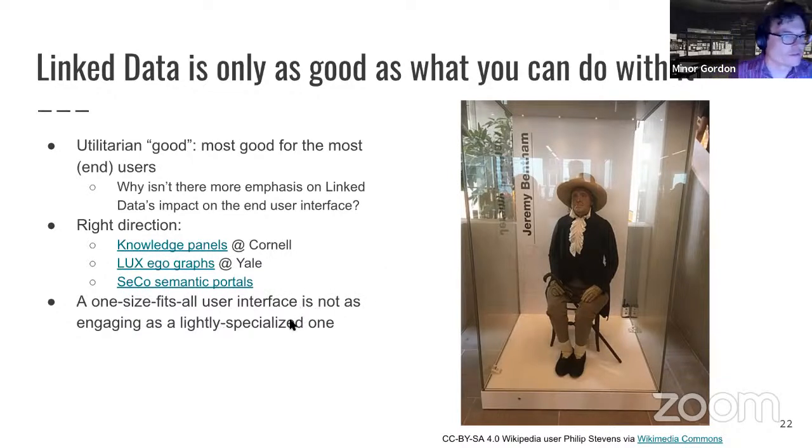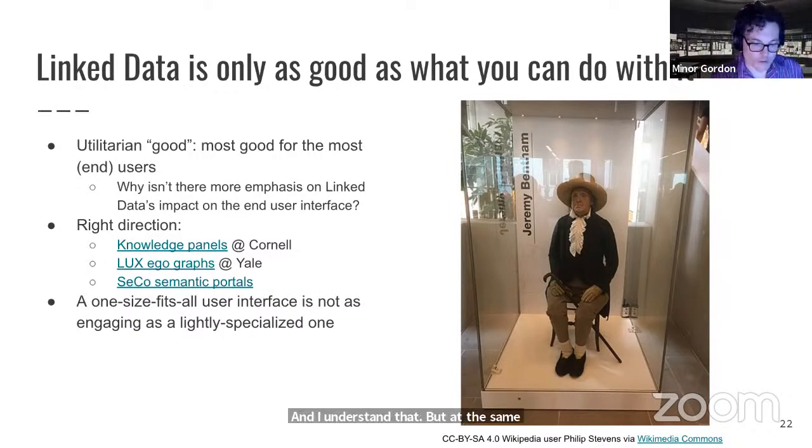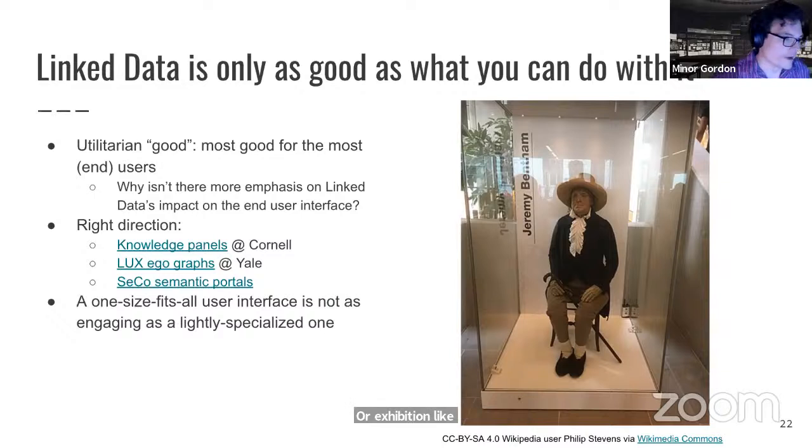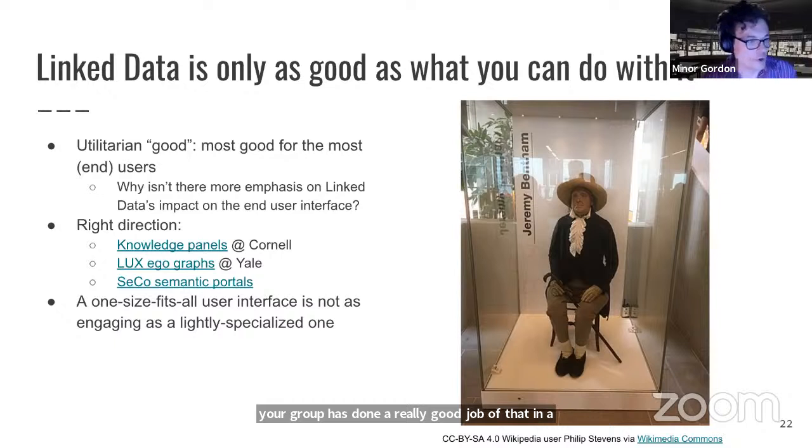Another thing we found related to this is that a one size fits all user interface is not as engaging as a lightly specialized one. So there's obviously a temptation to shove everything into a search interface of some kind. And I understand that. But at the same time, it's really tricky to get other things like timelines or exhibition-like interfaces in that. I think the Yale group has done a really good job of that in the sense of having specialized interfaces per node type, per object type within their interface. That's typically a pretty difficult thing to pull off.